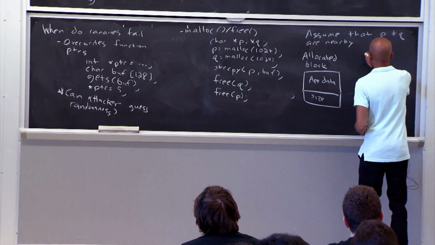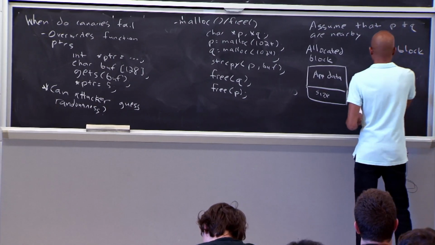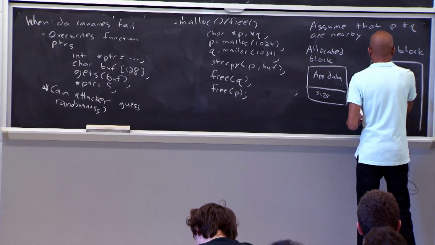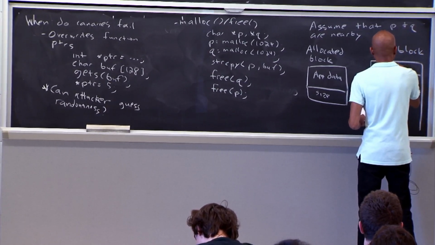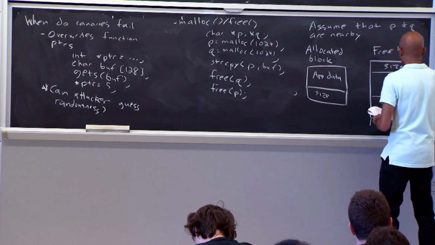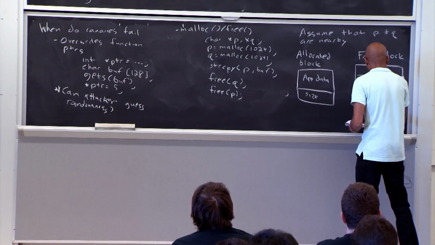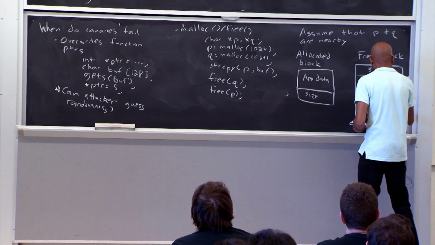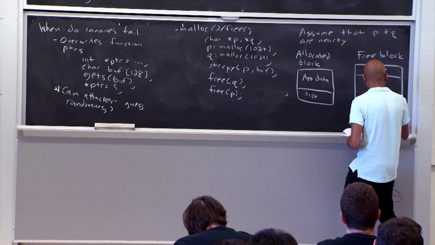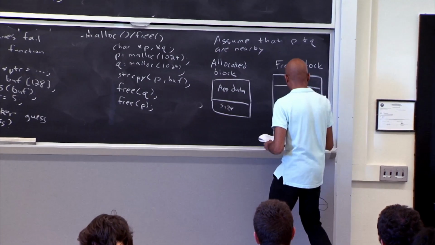So let's say that a free block has some metadata that looks like this. Maybe you've got the size of the free block here, and then you've got a bunch of empty space here. And then, this is where things get interesting, you've got a backwards pointer, and then you've got a forward pointer. And maybe you've got some size data here.